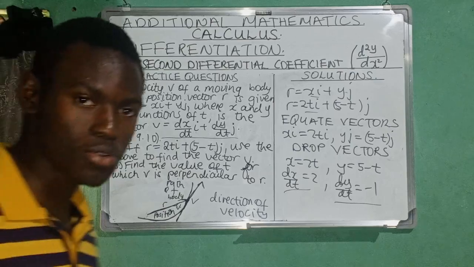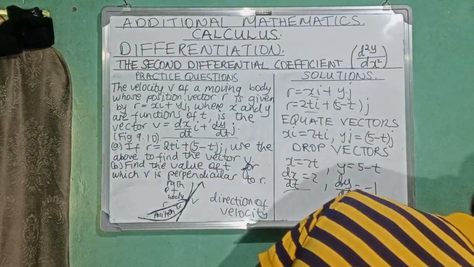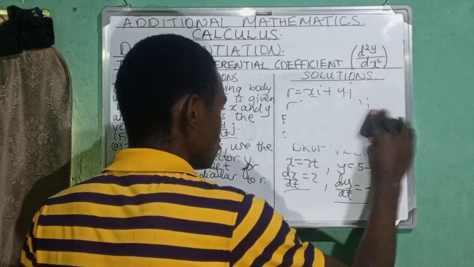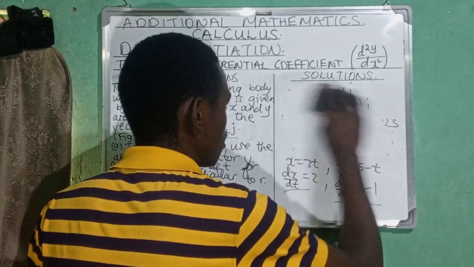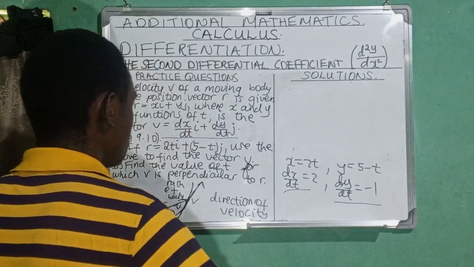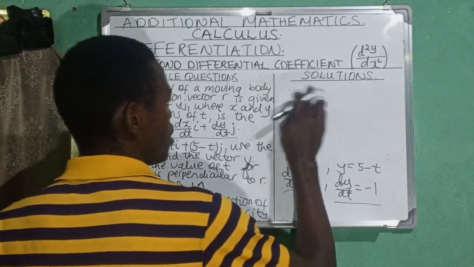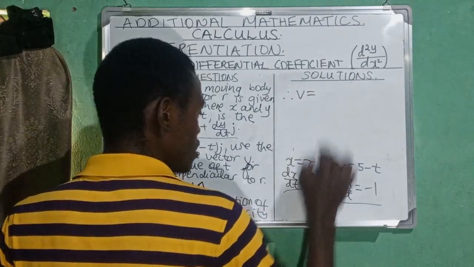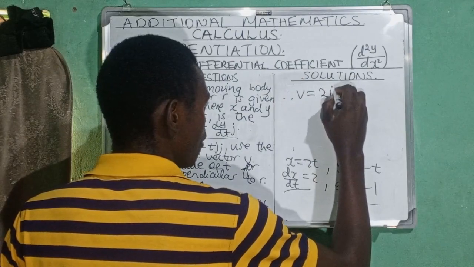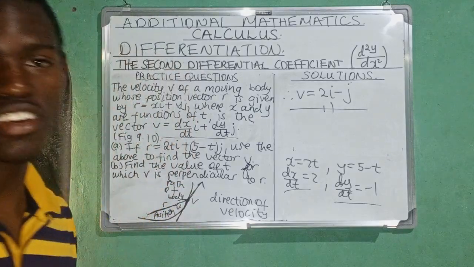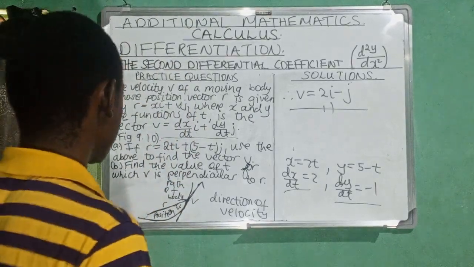So what do we do? We just substitute. We clean up. As you can see, we will just say therefore, v is equal to 2i minus j. Simple as that. That is your vector v. And then we go to b.